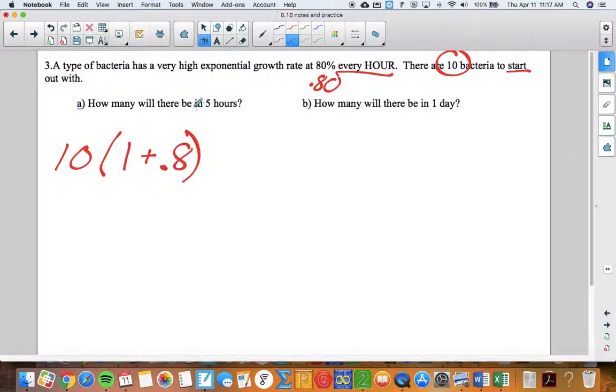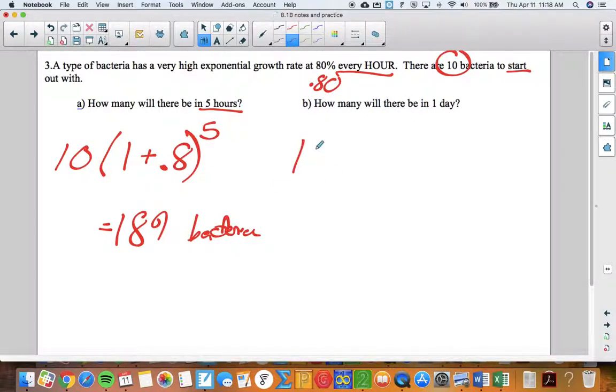And then, so it's growing by 80% 5 times, because they're asking how many is there going to be in 5 hours. So there's 5 times that it grows by 80%. So our power is 5. And when you do this, you get 189 bacteria. Tasty. Making some yogurt. How many bacteria will there be in one day?